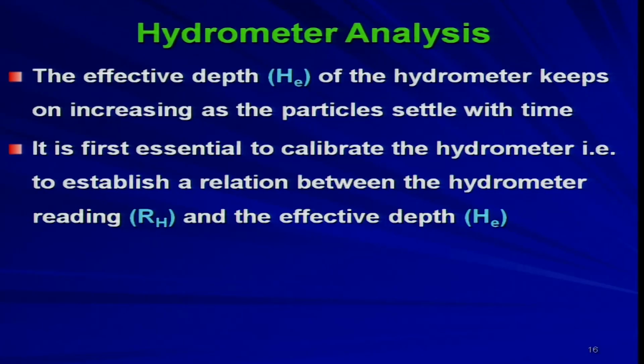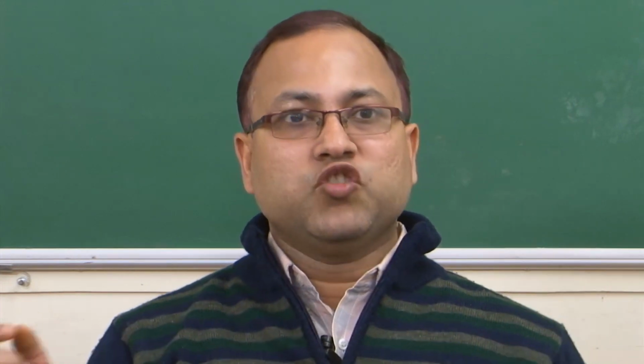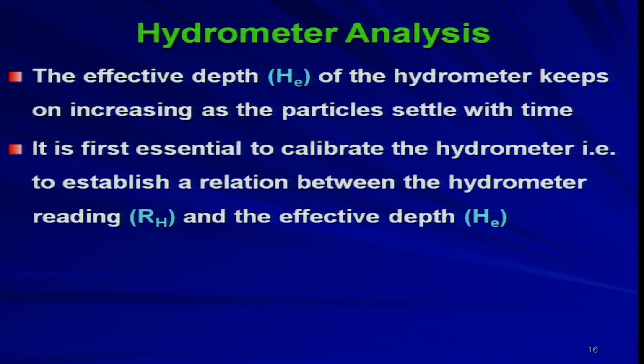It is first essential to calibrate the hydrometer, that is, to establish a relation between the hydrometer reading and the effective depth. From this calibration chart I get the idea that if this is my hydrometer reading, what the effective depth should be. Based on the effective depth we have an expression by which we can calculate the diameter of the particle which has settled down at that particular time, or the percentage finer of that particular size. So, this calibration plot is very important, and before starting the experiment you need to establish the calibration chart.